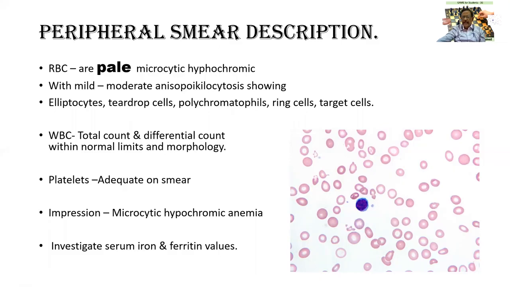Rarely, when the iron deficiency anemia is due to parasitic infestation, we may see a few eosinophils. Otherwise, they are normal in total and differential count. So the impression is microcytic hypochromic anemia. And the first diagnosis that will come to us will be iron deficiency. But we shall see what the differential diagnosis is later on.